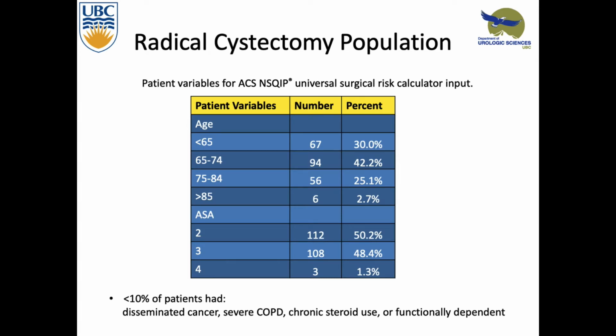So looking at our patients, these are all variables that would be plugged into the NSQIP risk calculator, but 30% of our patients were less than 65, 42% were between 65 and 74, and some of our patients were older as well. 50% of our patients were ASA 2, 40.4% were ASA 3, and a couple ASA 4 slipped in there. Less than 10% of patients had disseminated cancer, severe COPD, chronic steroid use, or were functionally dependent.